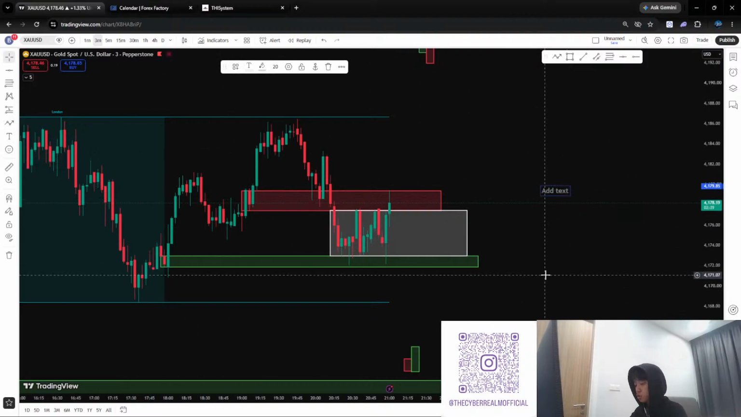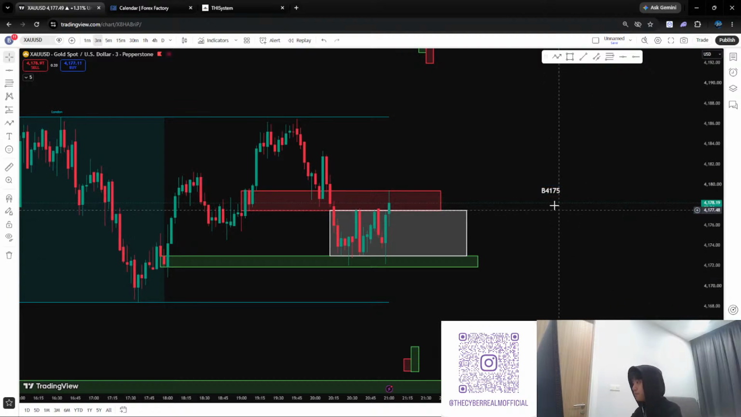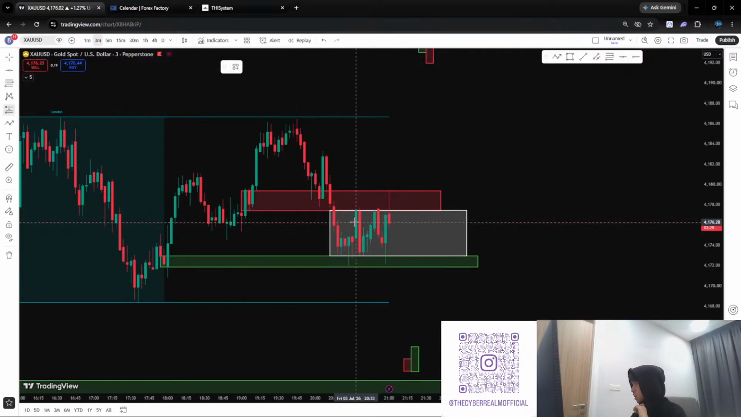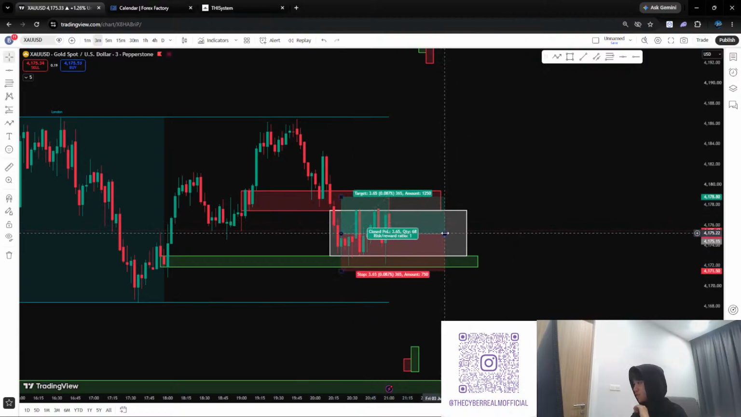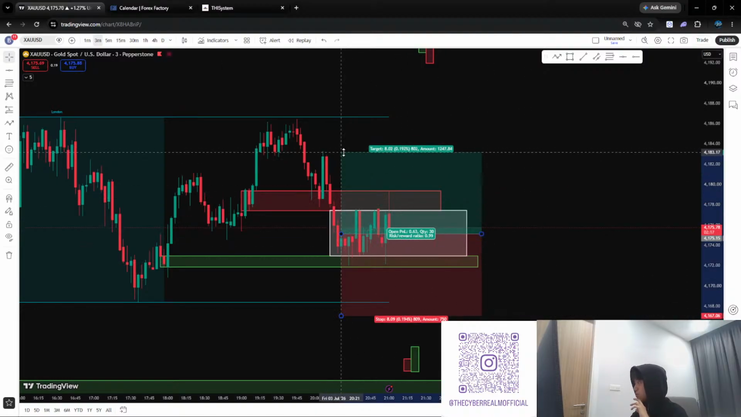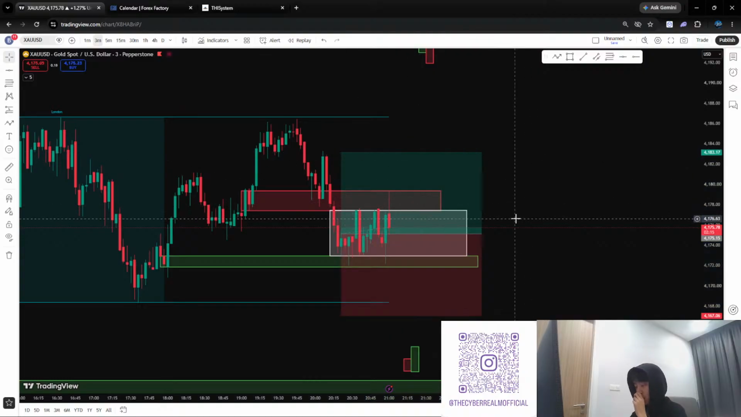Where did we buy our gold? We bought gold just now at around 4175. Like I said, you see it's ranging here right now. We bought it at around 75, around this area right here. Stop loss will be down here, 80 pips, 6, 7, and then 80 pips up here as well, 8, 3.